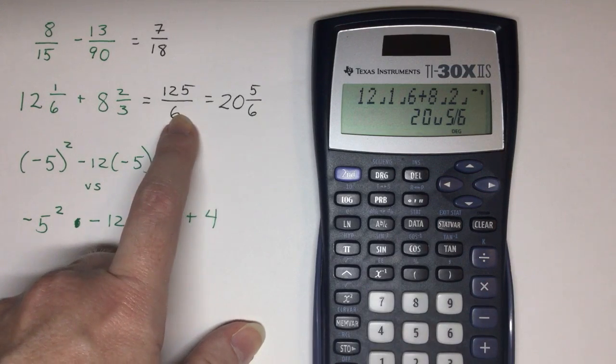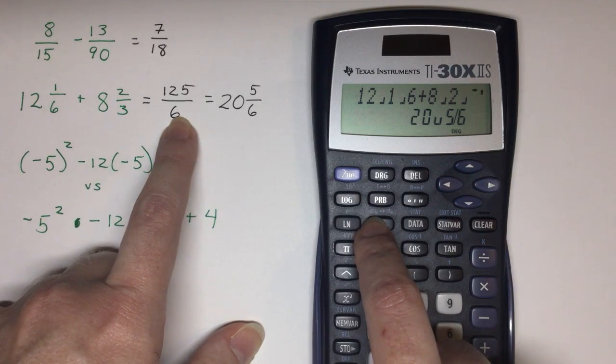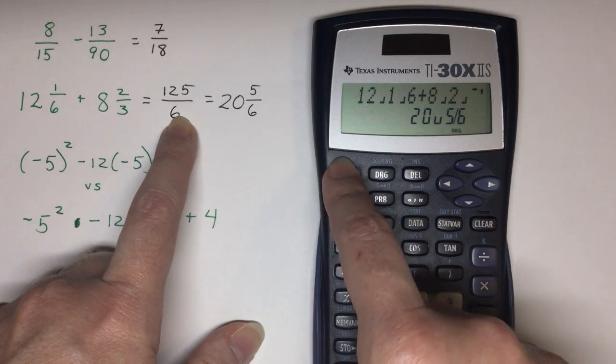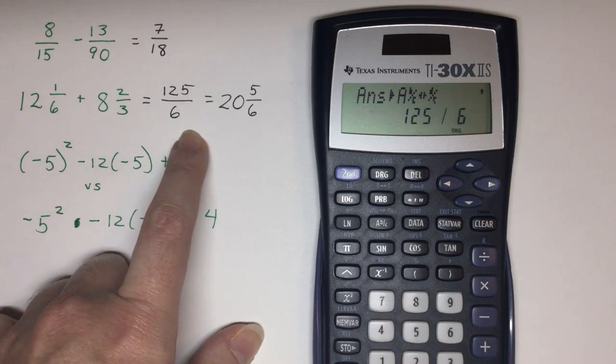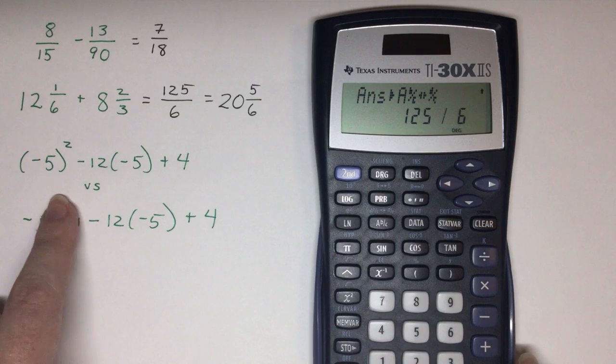If I wanted this as the improper fraction, above this key, A B over C to D over E, is a conversion between improper and mixed numbers. Convert it, 125 over 6. And again, play with the calculator to get comfortable with it.